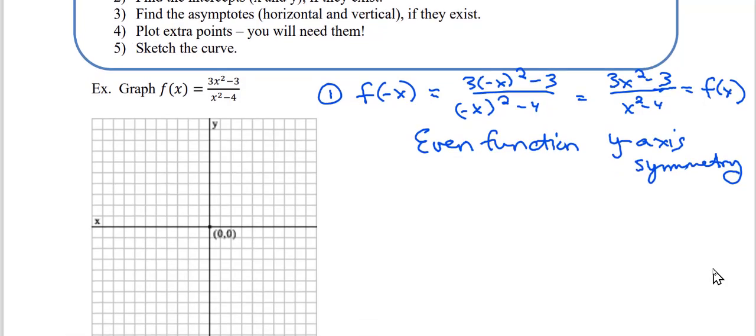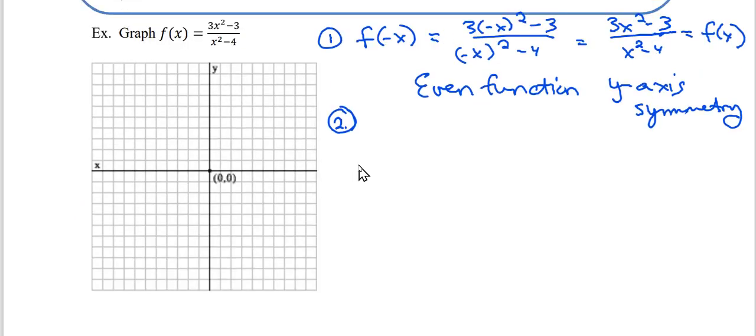That's nice because that means we can get half of this function and be done, right? We can just do a mirror image to the other side. If we get the right side of the function, we can then know what our left side looks like. Step 2 is to find the intercepts.